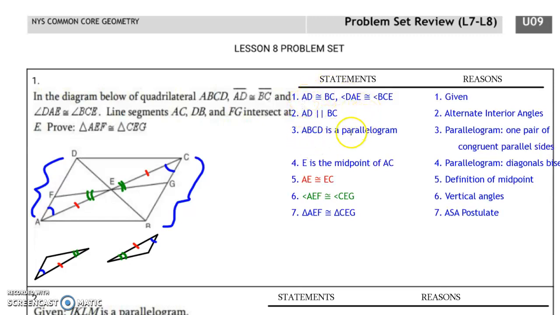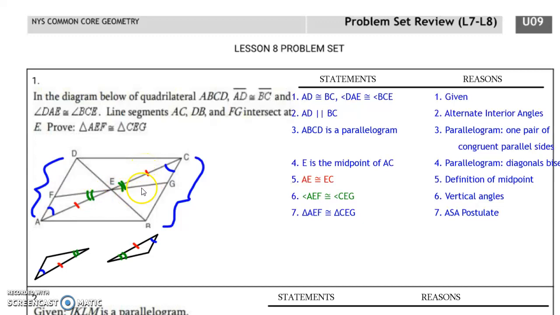You can see in the proof that I built up the fact that it was a parallelogram because it's got 1 pair of congruent parallel sides. Then I stated that E is the midpoint of AC because of parallelograms, and then AE is congruent to EC. That was what I said for my second step.